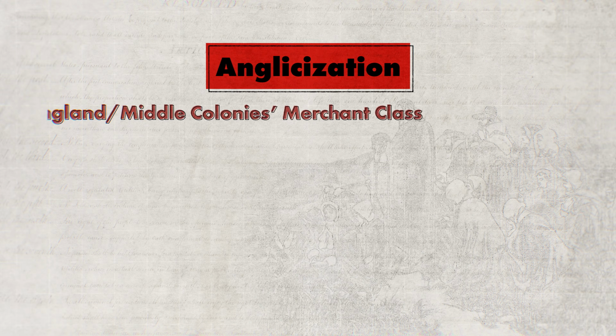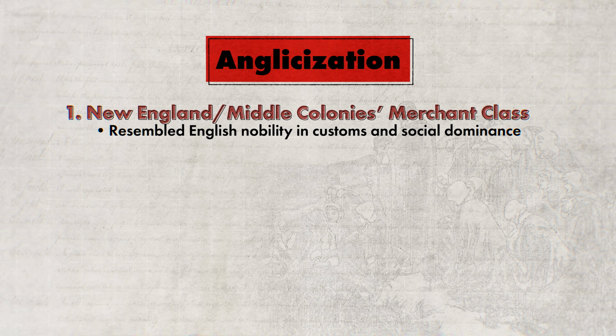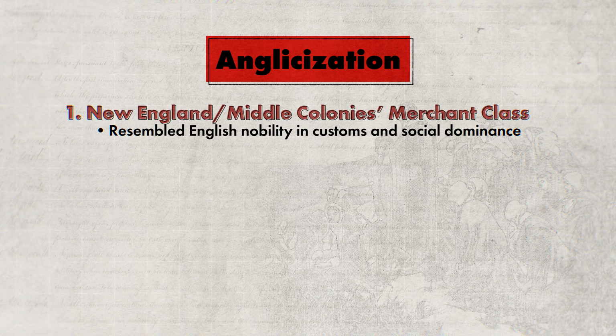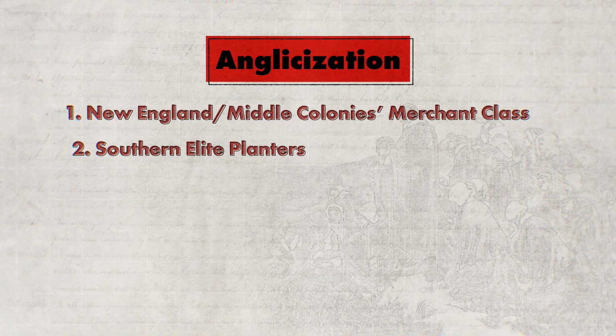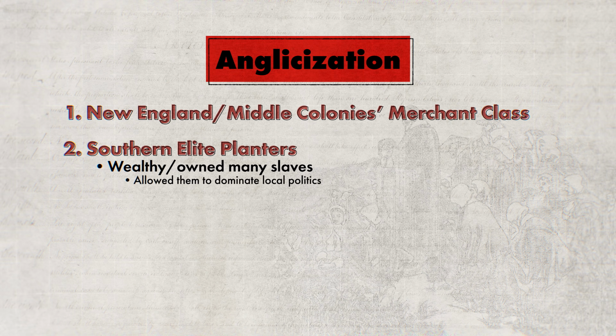For example, a class of merchants in the New England and Middle colonies had become so rich that they began to resemble the English nobility in their customs and their dominance of the social hierarchy. Their counterparts in the South were a handful of elite planters that were wealthy enough to own many enslaved people and thus to dominate local politics.